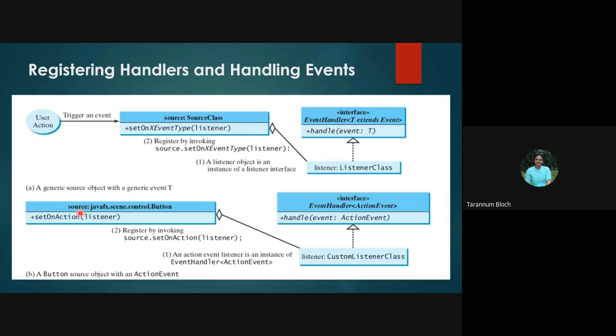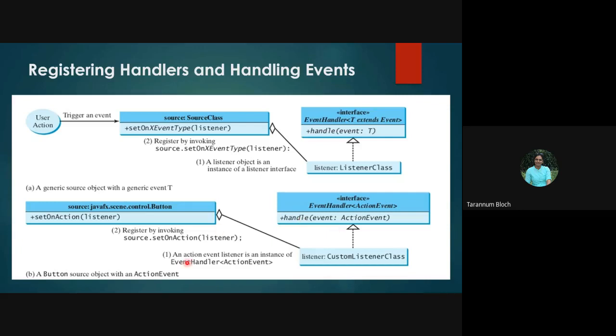In that case, the source is javafx.scene.control.Button, and we have a method setOnAction, right? Set on action. This is going to call your event handler. You see now the EventHandler interface, these both are the same here, but now we have a custom listener class, right? The listener class is the child of the listener. The listener object is the child of the listener class over here, and the custom listener class is another child of the EventHandler interface. So the EventHandler interface is the parent of both the listener class and the custom listener class.